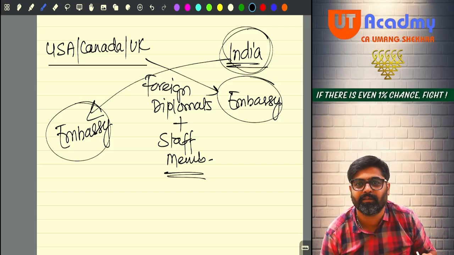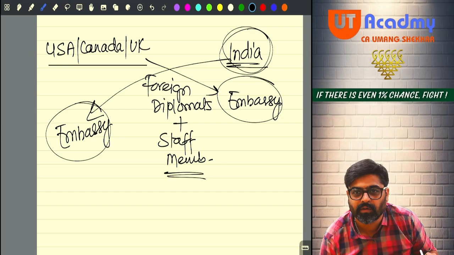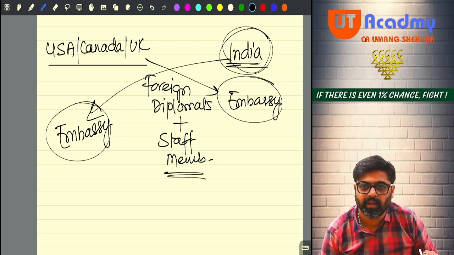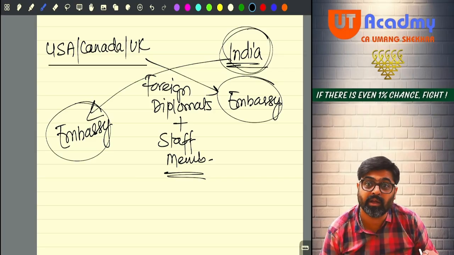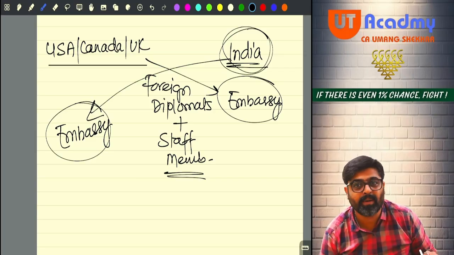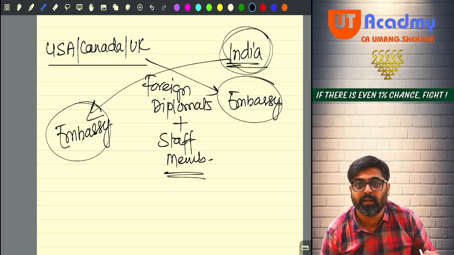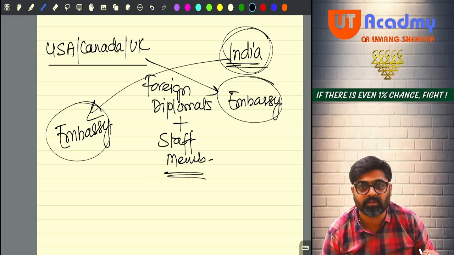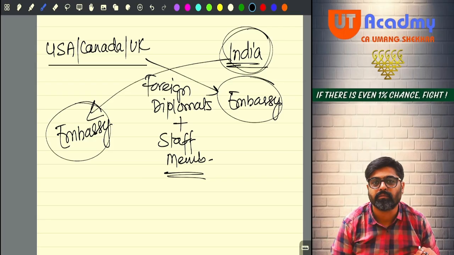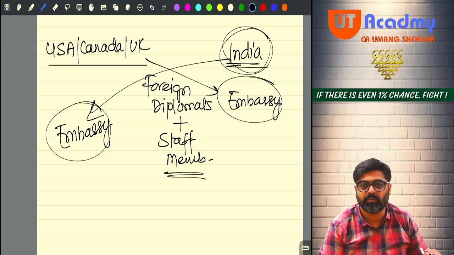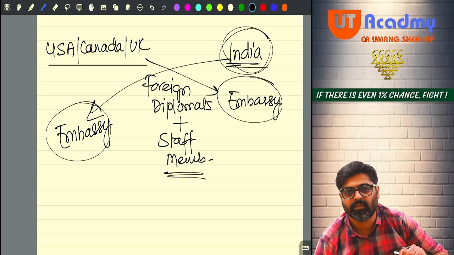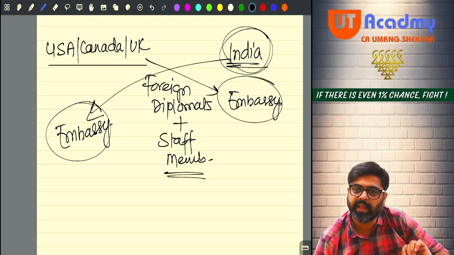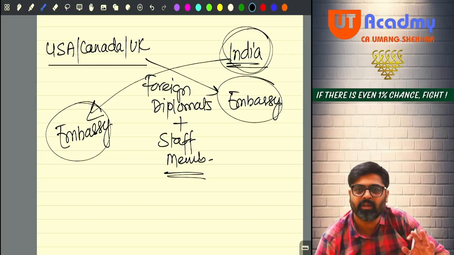Tit for tat. If your country is not giving any exemption for the salary of our diplomats and their staff members, then your salary and your staff members' salary will also be taxable in India. Then no exemption will be given. Getting my point, everyone? And remember one thing, why are you coming to India? To represent your country.